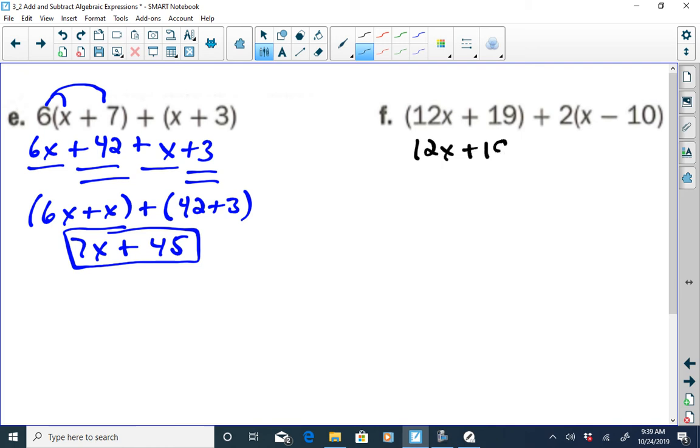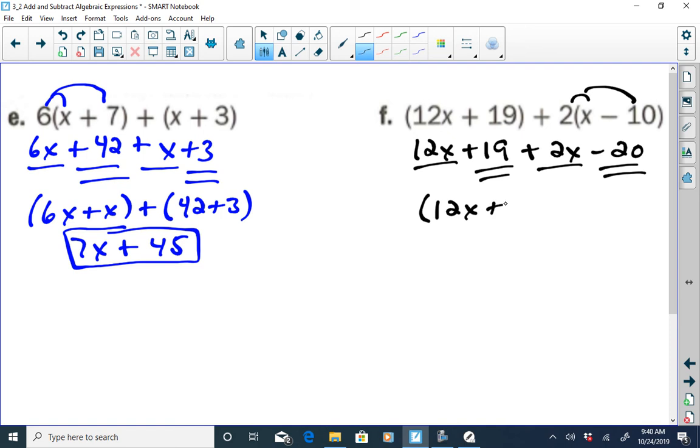12x plus 19. Here, I do have the distributive property, so I have to do that multiplication. 2 times x is 2x. 2 times 10 is 20. Now, no more parentheses. We underline our like terms. So I have 12x and 2x. Then I have positive 19 and negative 20. Let's group those like terms using parentheses. 12x plus 2x. And then we have plus 19 minus 20.